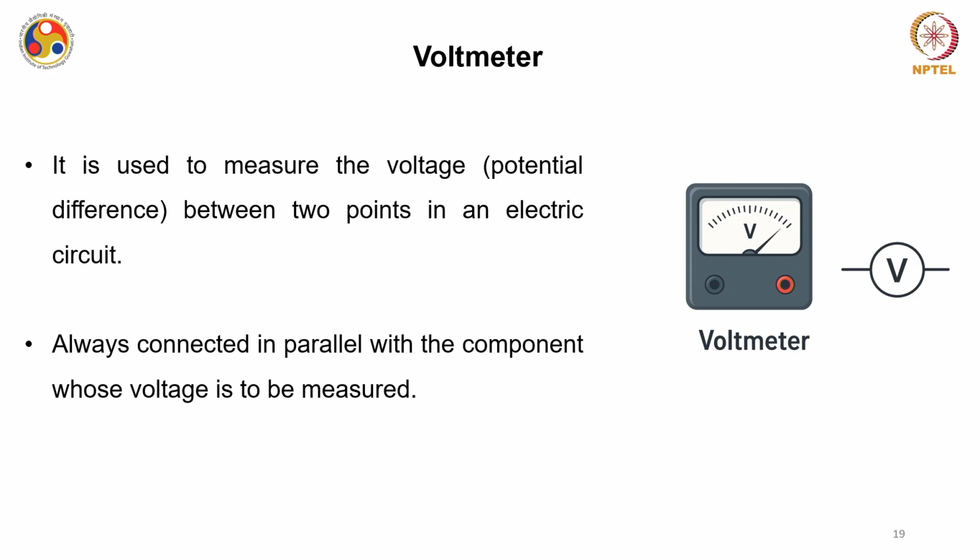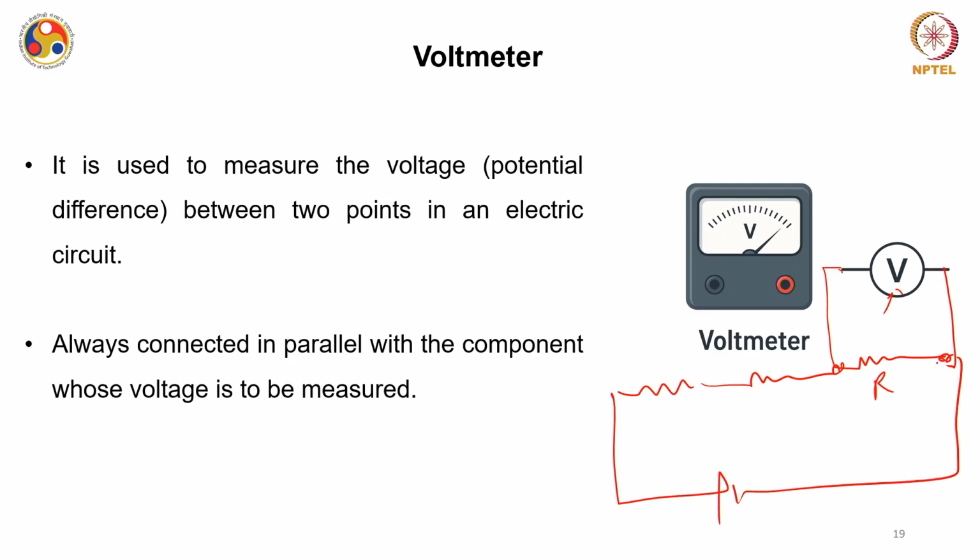Then the second tool in this classification is the voltmeter, and a voltmeter is used to measure the potential difference between 2 points in an electrical circuit. It is mostly denoted by V, and mostly it is connected in parallel with the component whose voltage is to be measured. For example, if you want to measure the potential drop across a resistor in a circuit, you will connect this voltmeter in parallel with this resistor, say R1.